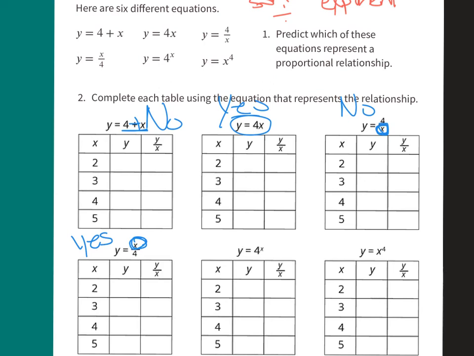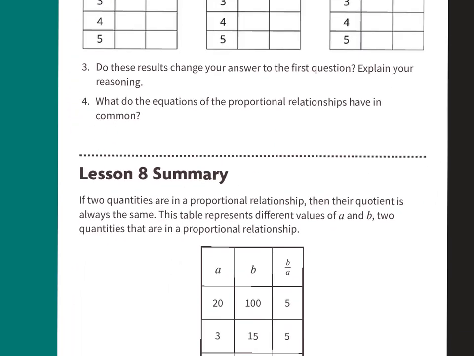Okay, the next one, 4 to the x power, well, there's an exponent, so that's a no. And x to the 4th power, still a no. Okay, so no, yes, no, yes, no, no. Okay, and that's it for the day.